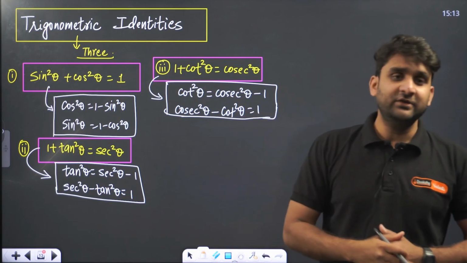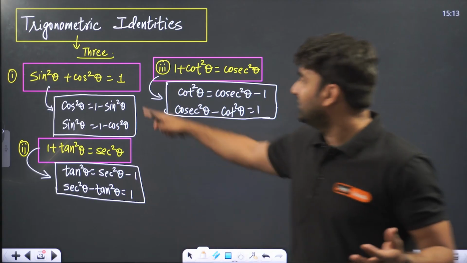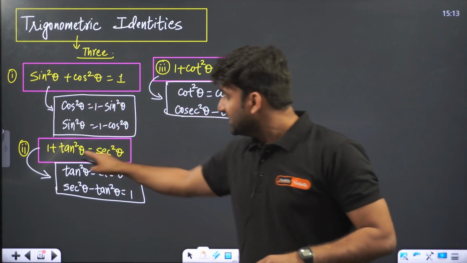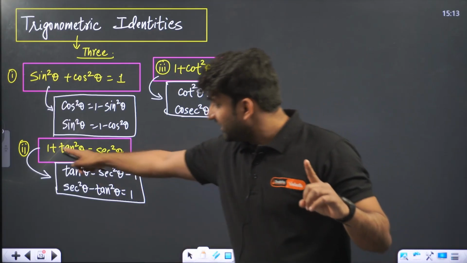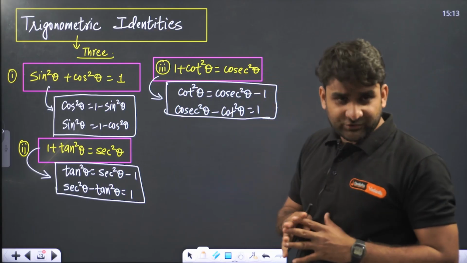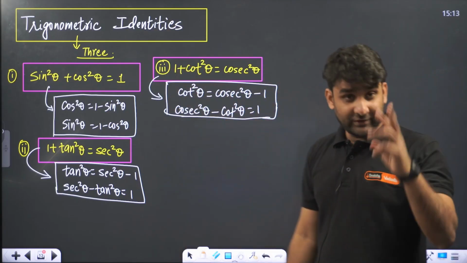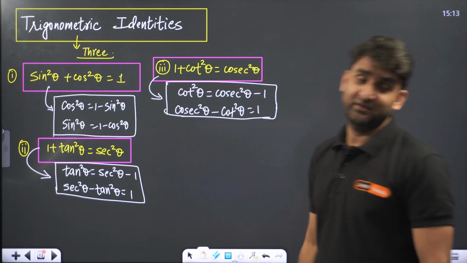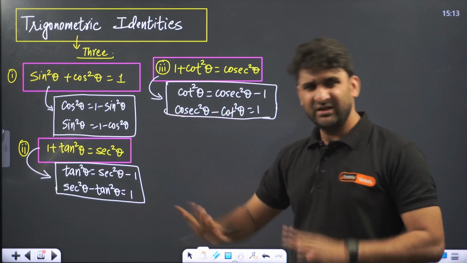How many identities? Three identities. Sin square theta plus cos square theta is equal to 1, and this identity can be expressed in two forms. Second identity, 1 plus tan square theta is equal to sec square theta, and this identity can be expressed in two forms. 1 plus cot square theta is equal to cosec square theta, and this identity can be expressed in two more forms. So we have almost 3, 6, and 3, 9 identities. Sometimes we require these, it depends on the question.